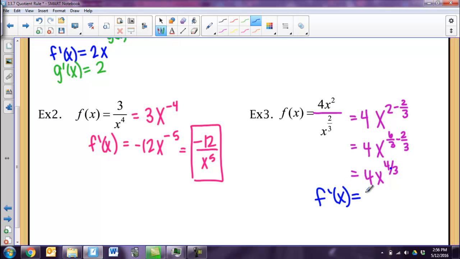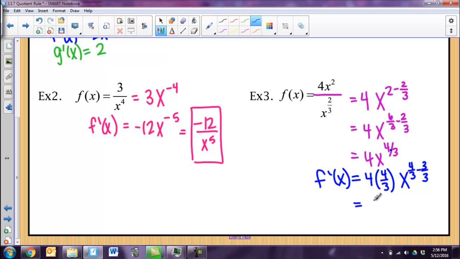I go ahead and multiply 4 times 4 over 3. Then I'm going to subtract 1 from my exponent. Remember, 1 is equivalent to 3 over 3, a common denominator there. So what I have is 16 over 3 times x to the 1/3 power, or I could have written the cube root of x. Okay, and so that's all I had to do for that.